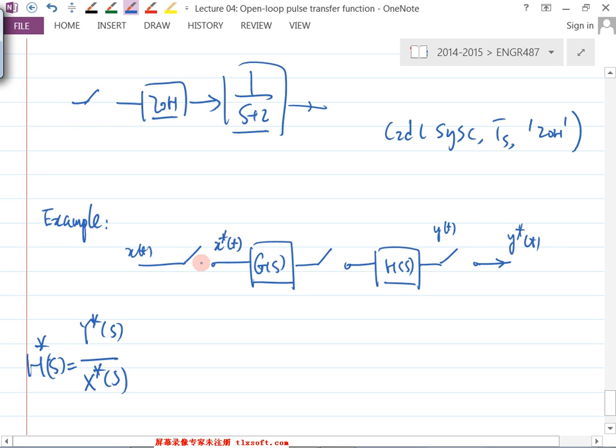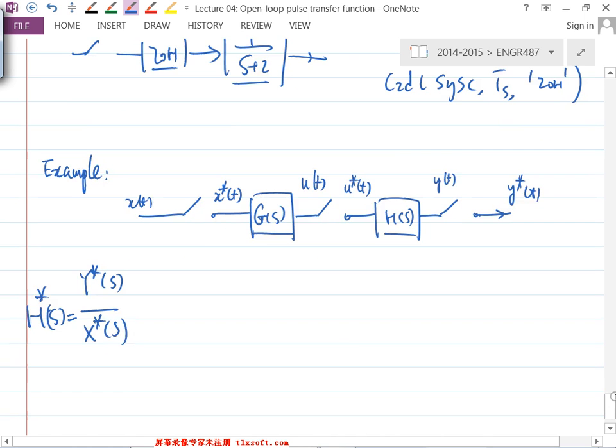This is x of t, after the sampler x star. Then after this g of s, at here, what's the signal? Is that a star signal? Is that a regular time signal? At here. So let's give a symbol here, u of t. Then after this another sampler, this is u star of t, right? And after this, y of t, looks like this. Okay, is that good?